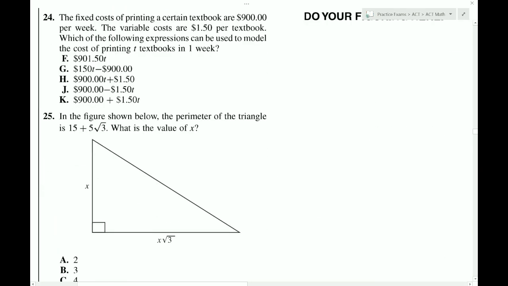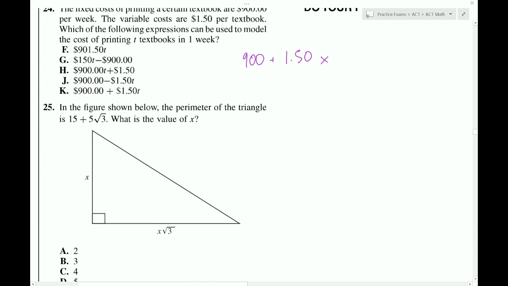The fixed costs of printing a certain textbook are $900 per week. The variable costs are $1.50 per textbook, so I multiply that by x, the number of textbooks. Which of the following expresses the cost for 1 week? For t textbooks, it would be my same expression except with t instead of x. So, sorry, choice K.